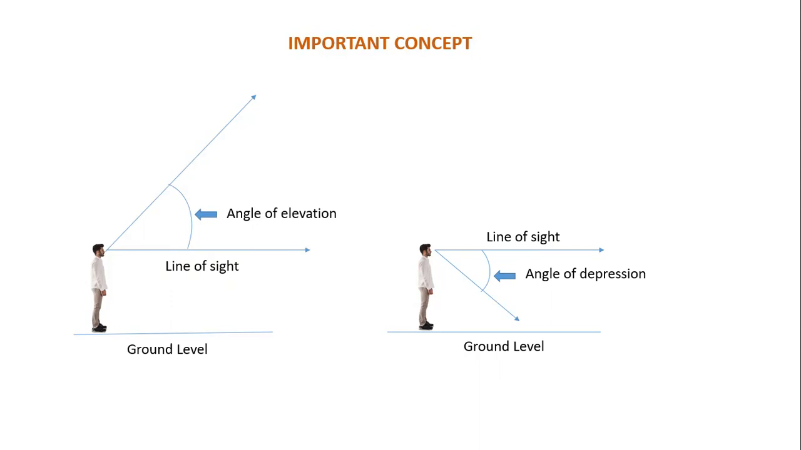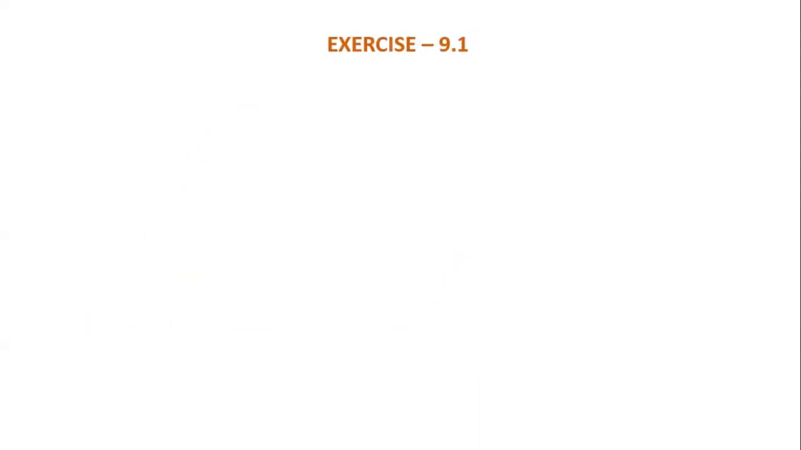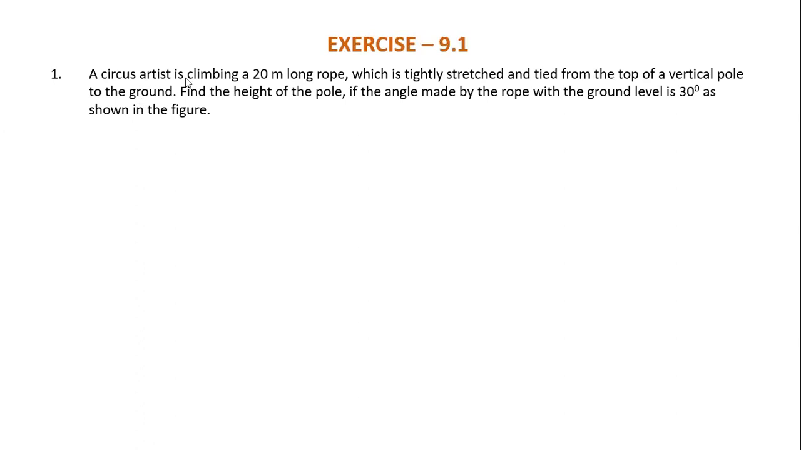Now, let's come to the exercise. Exercise 9.1. The first question from the CBSE textbook: a circus artist is climbing a 20-meter long rope, which is tightly stretched and tied from the top of a vertical pole to the ground. Find the height of the pole, if the angle made by the rope with the ground level is 30 degrees, as shown in the figure. The figure is already given. So the solution: the figure is.